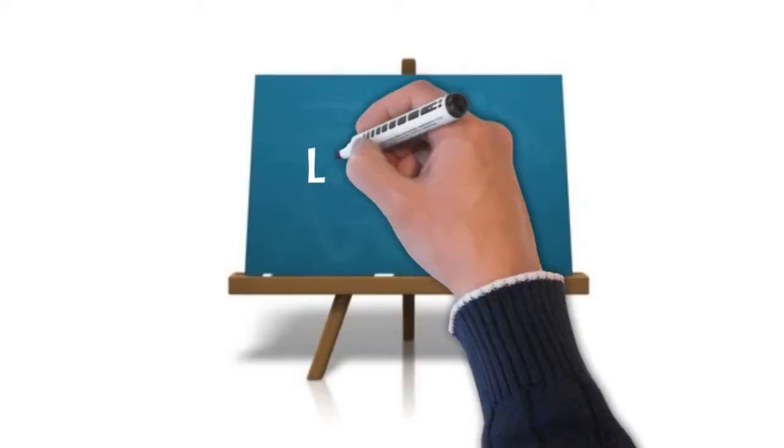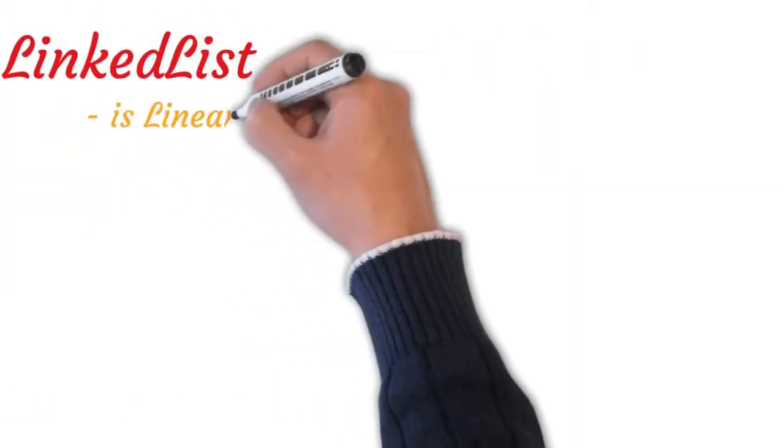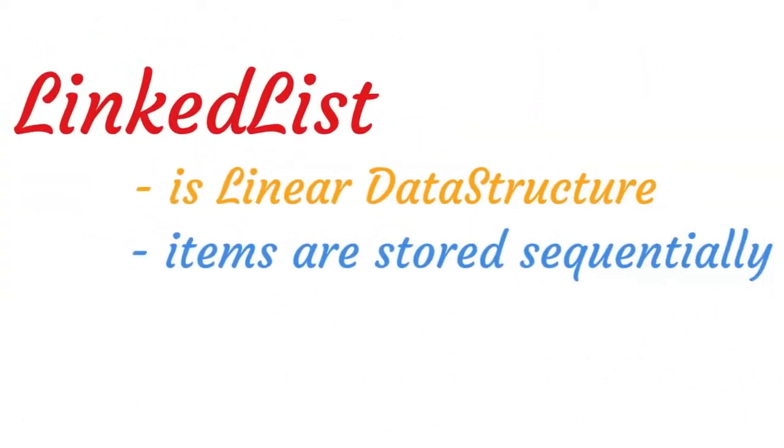Let us spend some time in another data structure, linked list. Let us start. Linked list is a linear data structure where items in it are stored sequentially.